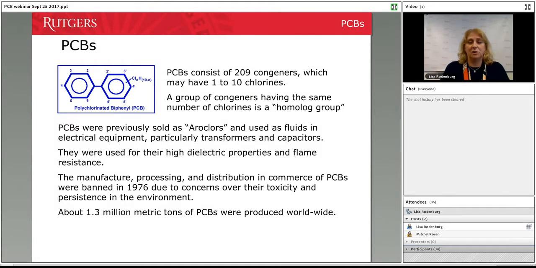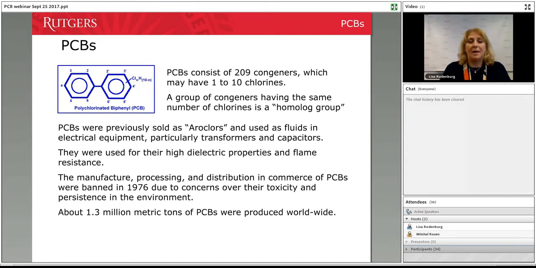So first lesson to learn from this is that PCBs are not a chemical, they are a class of many chemicals. Again, there's 209 of them. And this is one of the reasons why measuring PCBs is really tricky. It can be quite difficult sometimes because there's 209 different chemicals you're trying to measure, and they're very similar in structure and properties. So a group of congeners that all has the same number of chlorines is called a homolog group.